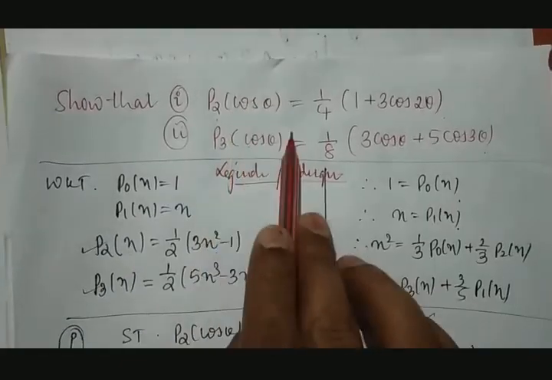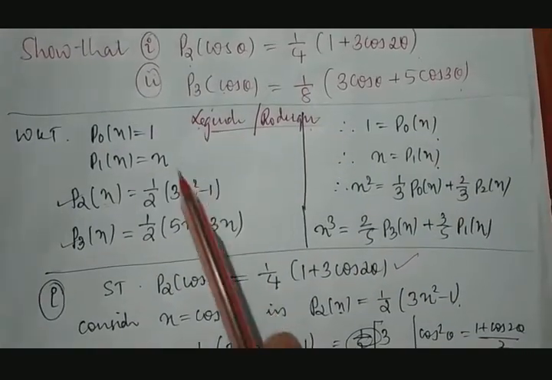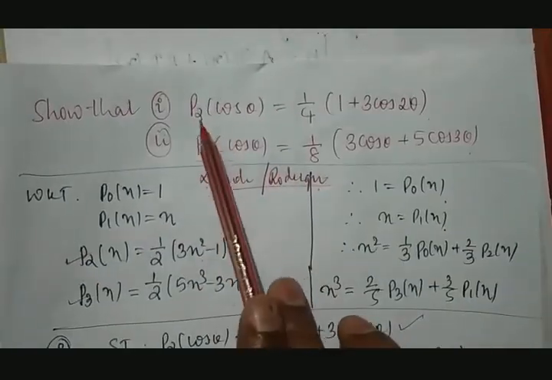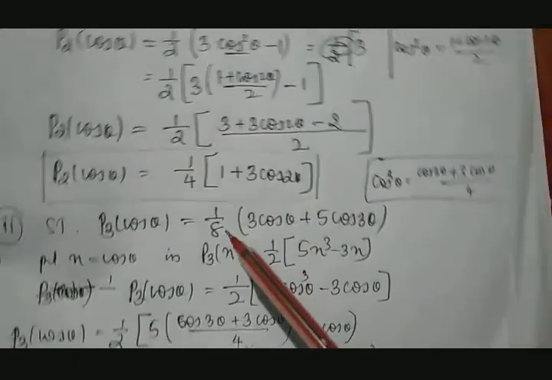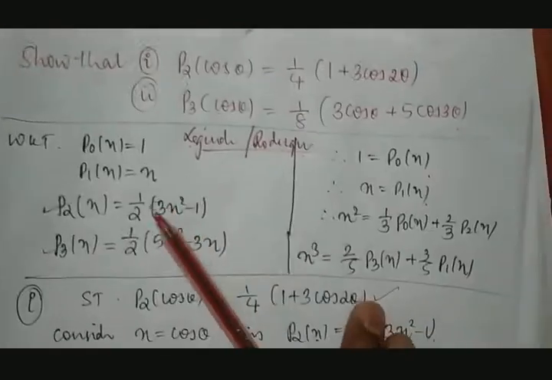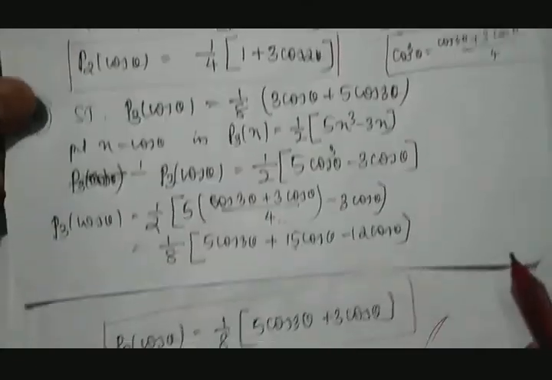So as they said, prove or show this by using either Legendre or Rodrigues. What to do? First you have to write the polynomial, and as per the requirement, P2 of x and P3 of x are required. So use these results. In that result you put x is equal to cos theta and go for its calculation to get the required solution. So this is the way to get a solution.